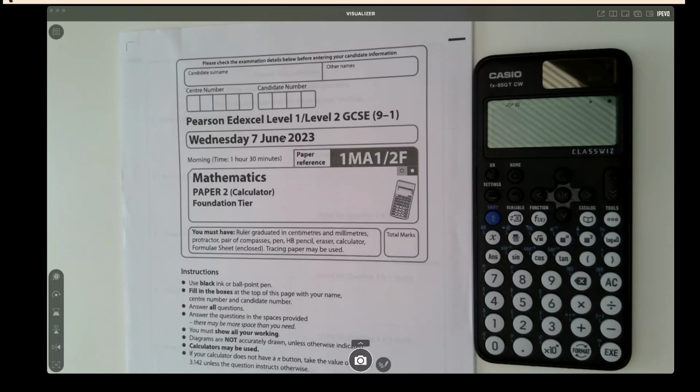A little disclaimer, there may be more than one way to answer a question. The methods shown in this video are not the only way some mathematical skills can be applied. Okay, let's get started.